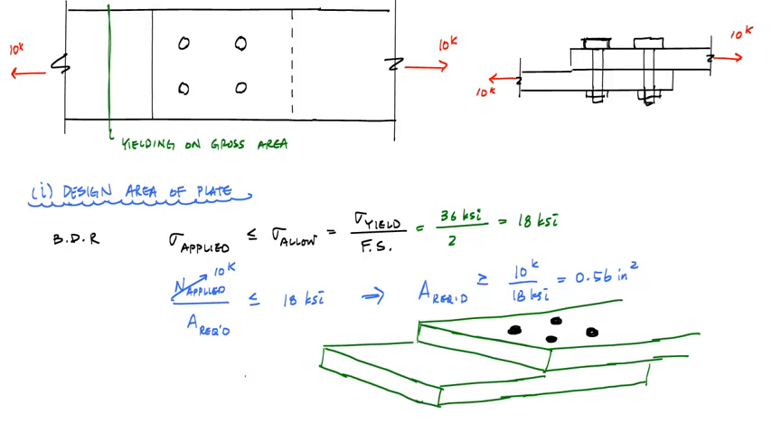So here I've drawn for you what the connection looks like in 3D. And what this A required means is that I have to choose this cross-sectional area here for both of the plates, really. But I have to choose this cross-sectional area so that it's greater than or equal to 0.56 inches squared in order to satisfy this basic design relationship. So that means I've got to choose a thickness and a width, some T and B, to satisfy this basic design relationship.